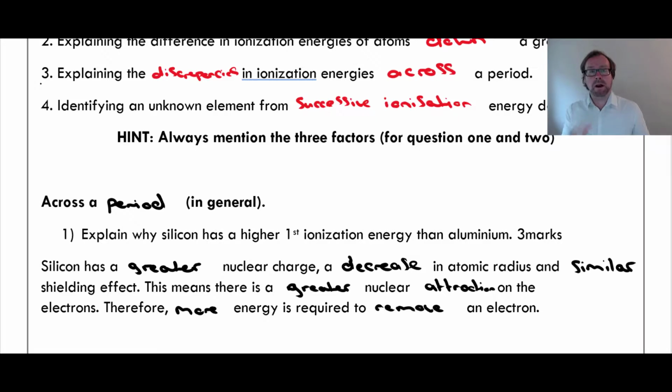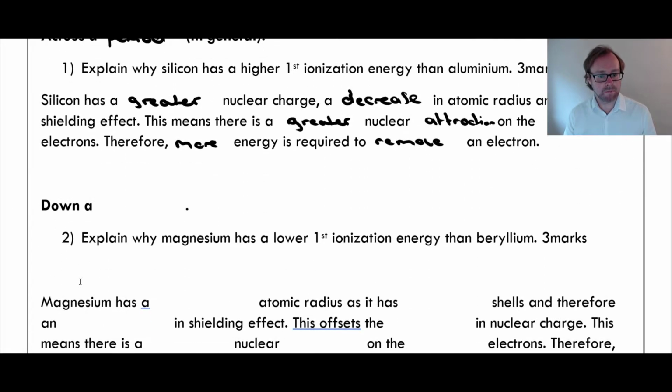Right, so there are key words. We've talked about our factors: nuclear charge, atomic radius, and shielding effect. So silicon has a greater nuclear charge, a decrease in atomic radius, and a similar shielding effect. This means there is a greater nuclear attraction on the outer electrons, therefore more energy is required to remove an electron. Okay, so moving on.